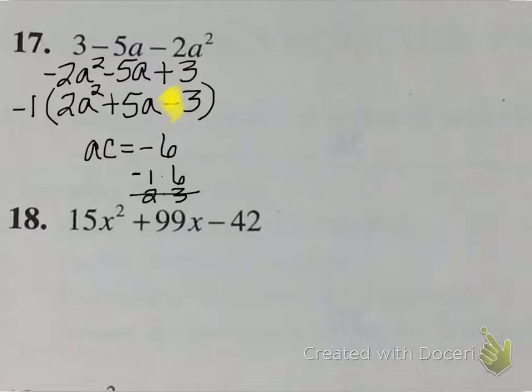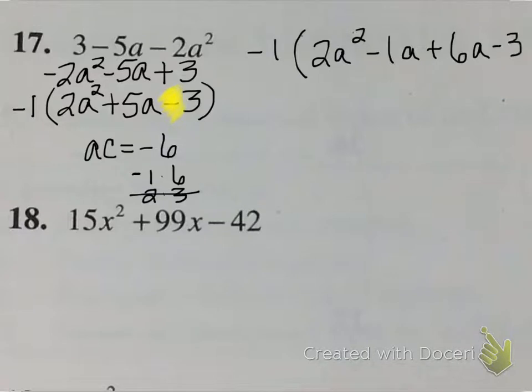So if we're doing the AC method, what we have to do is rewrite our trinomial, but instead of positive 5a, we're going to replace it with a negative 1a and a positive 6a, and then we have the minus 3. And then we can do factor by grouping. I'm going to group my first 2 terms in square brackets here: 2a squared minus 1a. That's a group, and then my second group is the plus 6a minus 3.